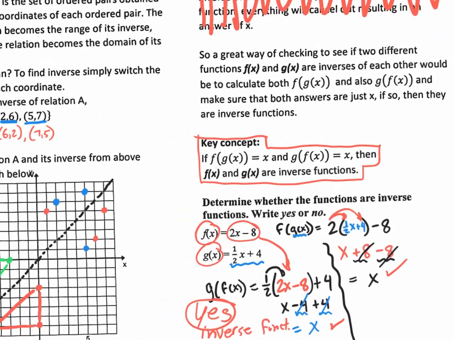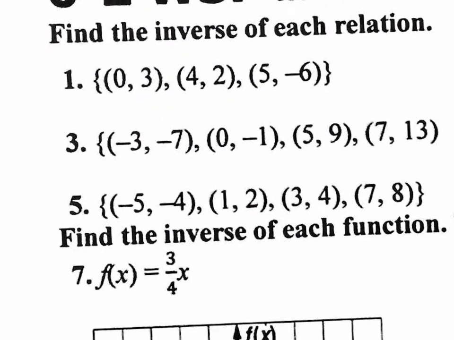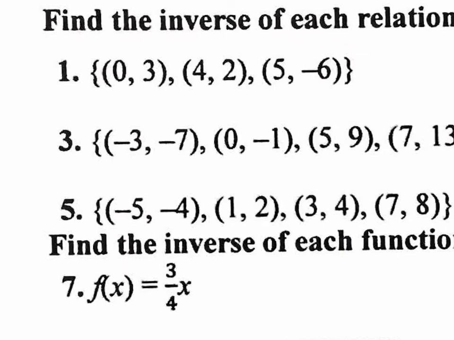So we have this in our homework. We're only doing numbers 1, 3, 7, 9, and then 10 through 15. 1 and 3, man, these are ridiculously easy. They want you to find the inverse of these coordinates. So what's the answer, number 1? 3, 0. 2, 4. Negative 6, positive 5. Ta-da! Easy peasy.